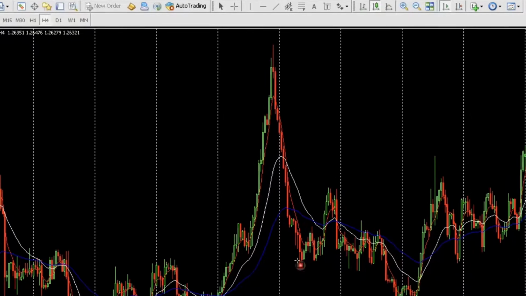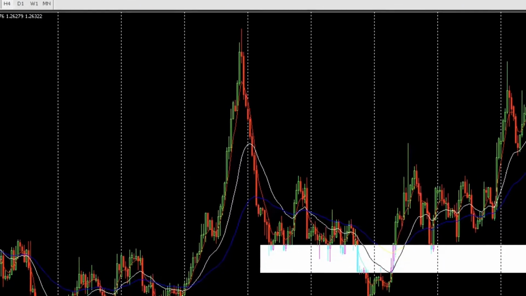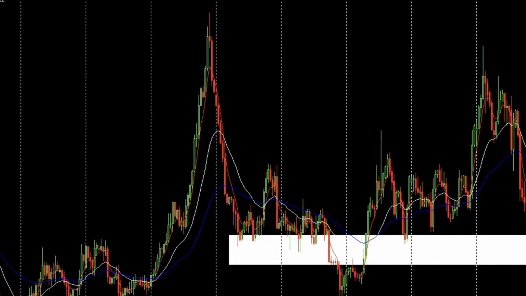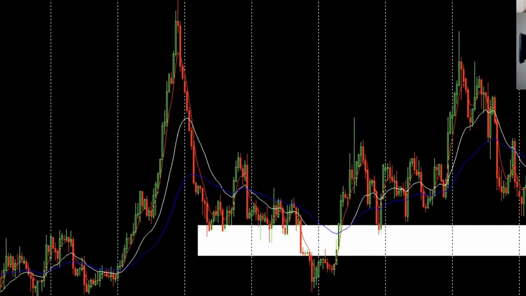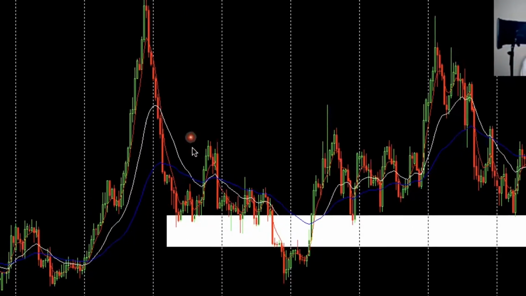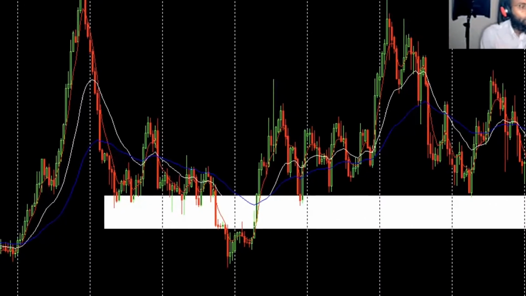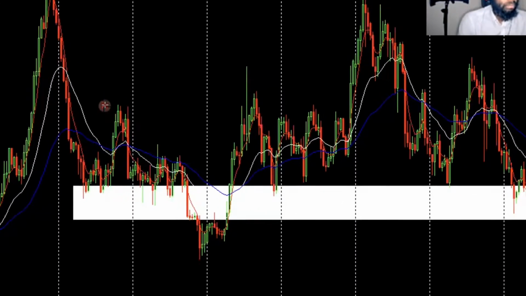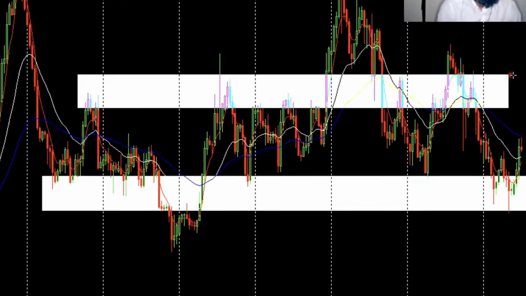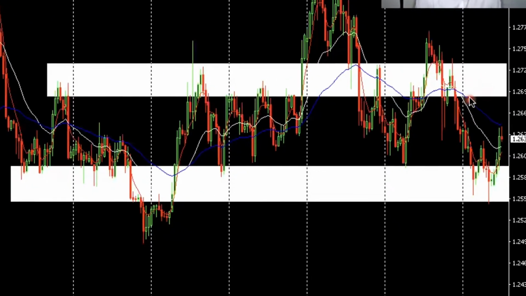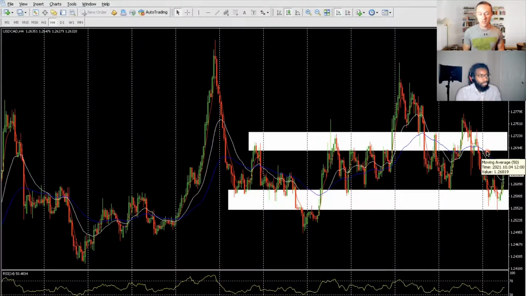That's why I personally like to use these rectangle tools, because then you can draw it kind of like this and say, okay, we need to break out of this overall range before then going further in that direction. Then same thing that you could say to the upside. You take the little rectangle tool, come up to insert shapes, rectangle. Same thing here. Draw this little rectangle and say, okay, we're looking for a breakout of this overall range, because it is a range.